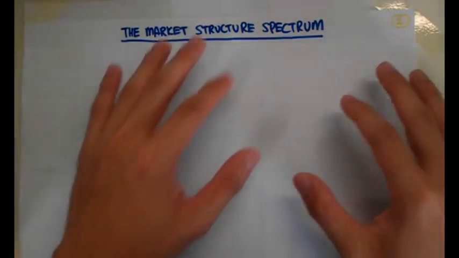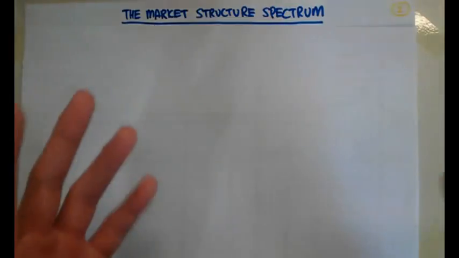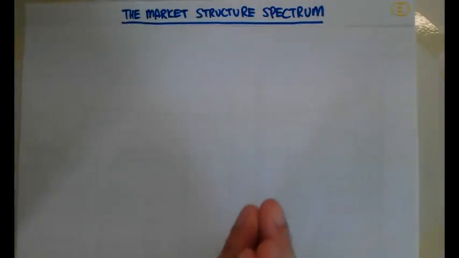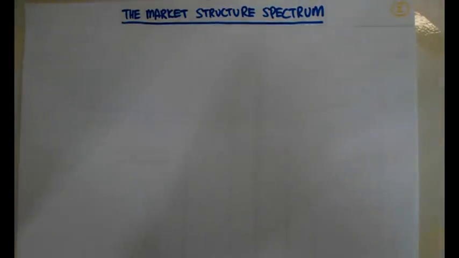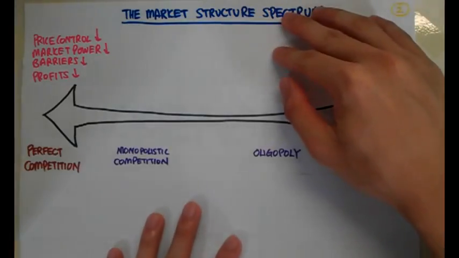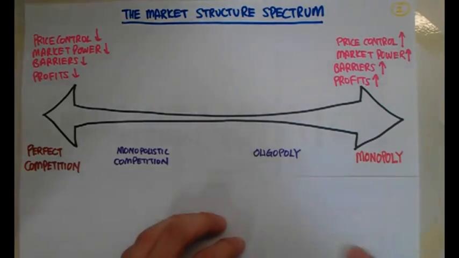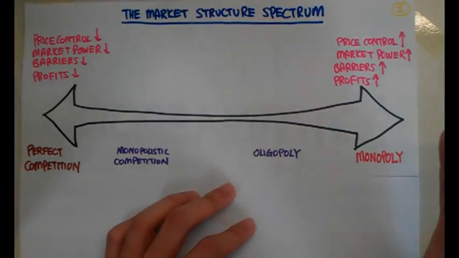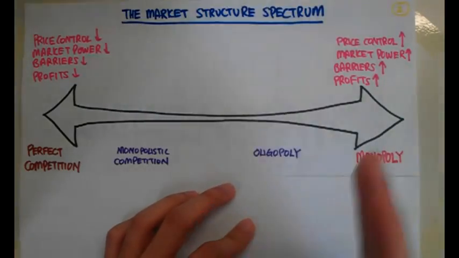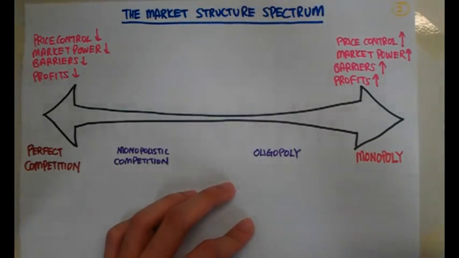And let me introduce you to the next thing, which is the market structure spectrum. In the previous video we learned about perfect competition, and I can tell you perfect competition is very, very different from the monopoly market structure. Let me show you why. We have a spectrum over here. On the right side we have all the monopolies, and on the left side we have the perfect competition market structure. Now, how they differ is that when we go towards being a monopoly, our price control ability increases, our market power increases, our barriers to entry increase, and our profits made will be increasing as well.